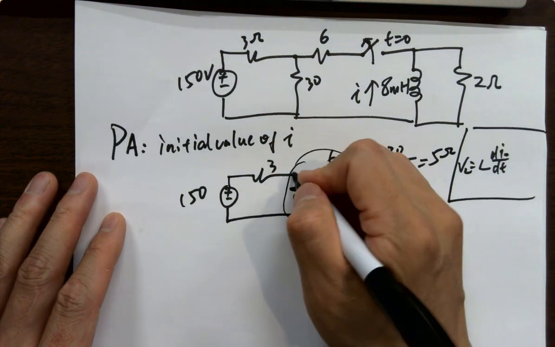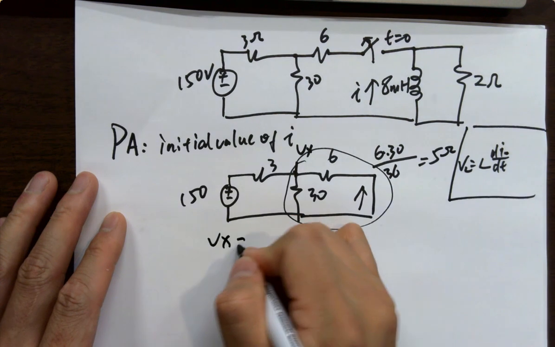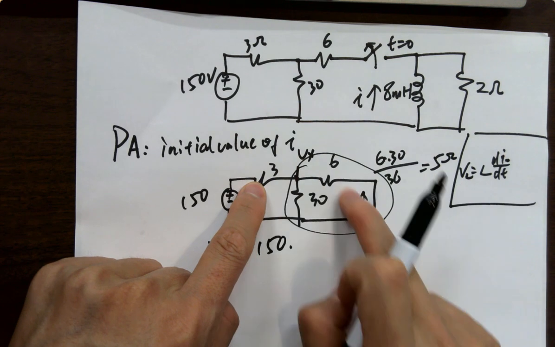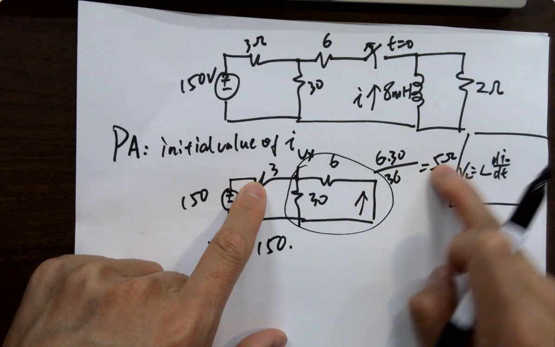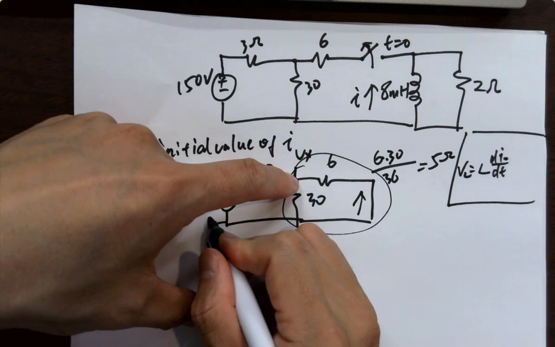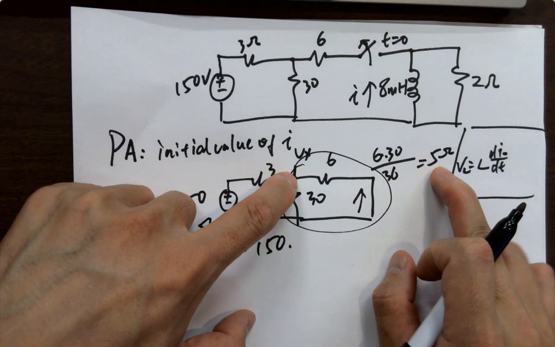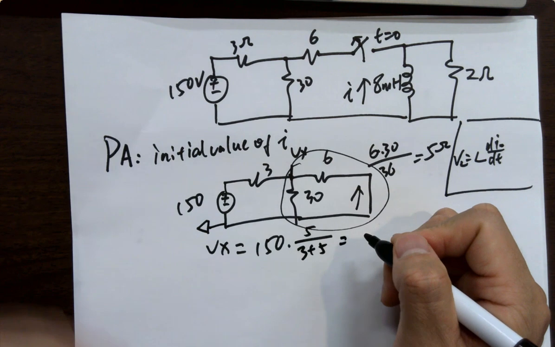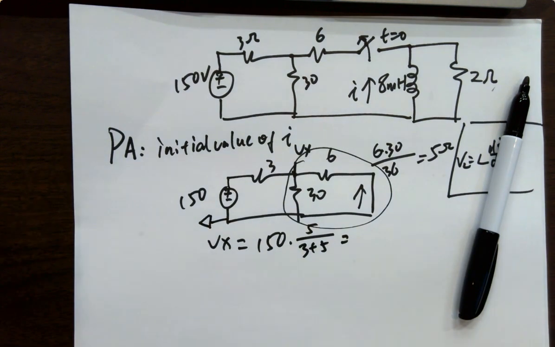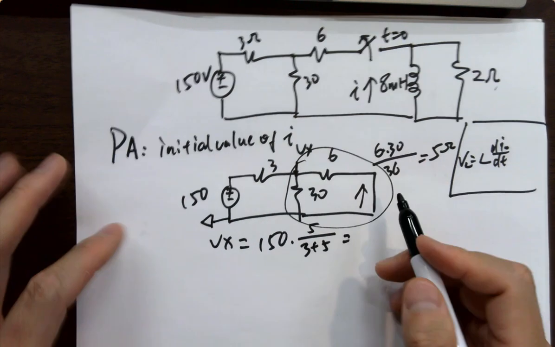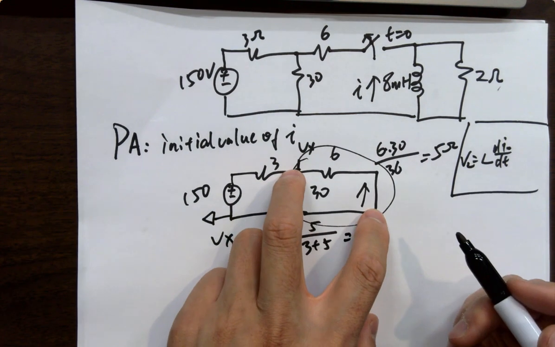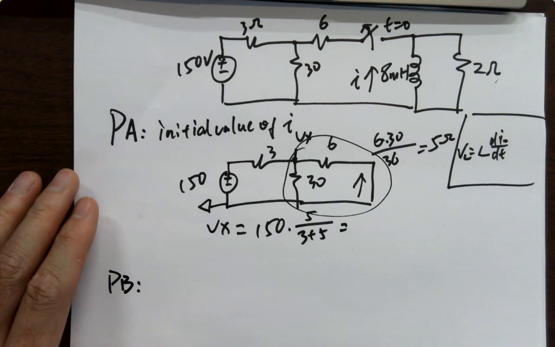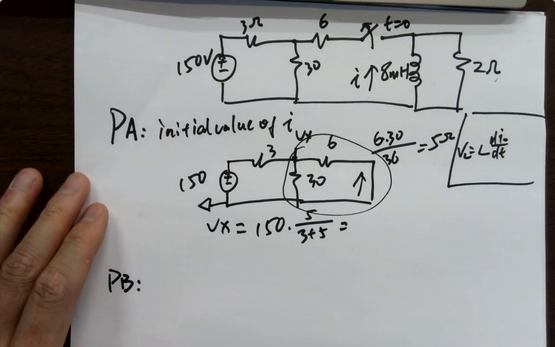That's 3 ohms. So what's the voltage here? Vx. Vx is 150 times what? Two resistors in series, a voltage divider problem. This is ground, so Vx is basically the voltage across the 5 ohm resistor. Voltage divider equation: 5 over 3 plus 5. I'll let you calculate it. If you got Vx, can you get the current here? Yes, Ohm's law. Any question on this before we move forward? Easy, right?